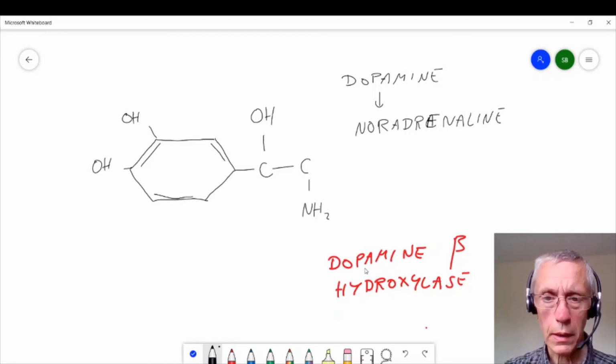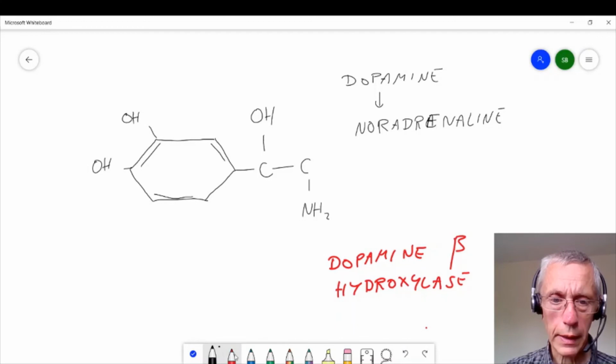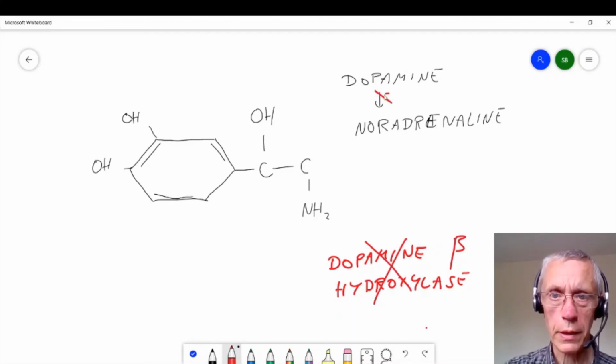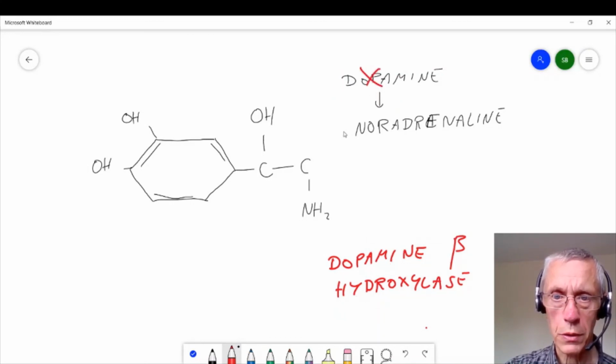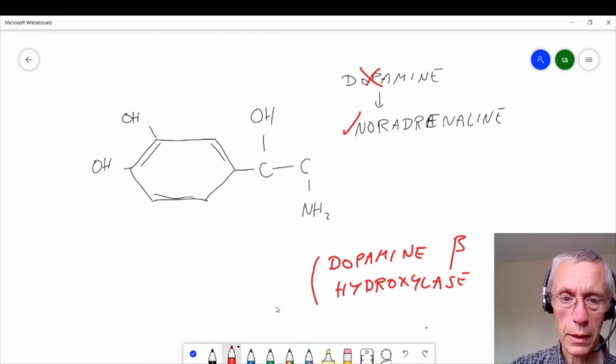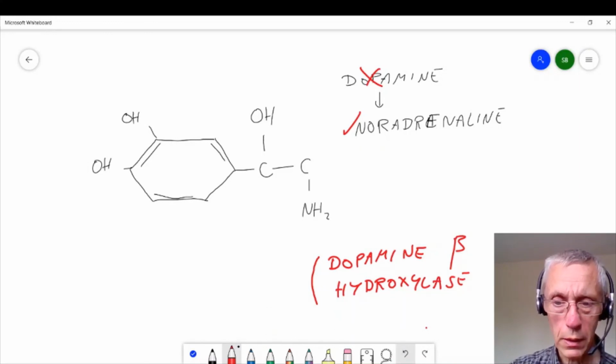So clearly, if I don't have any dopamine beta hydroxylase, I can't make noradrenaline, I get dopamine. Whereas if I do have dopamine beta hydroxylase, I don't get dopamine, I produce noradrenaline. So you can see the relationship between dopamine and noradrenaline is simply one of the presence of this enzyme here. So there are several points then at which we could potentially control the amounts of dopamine using drugs.